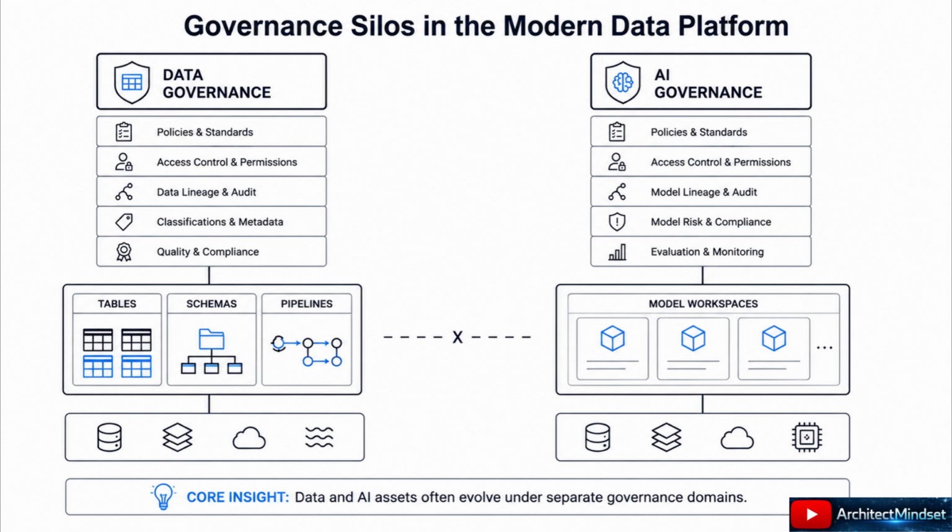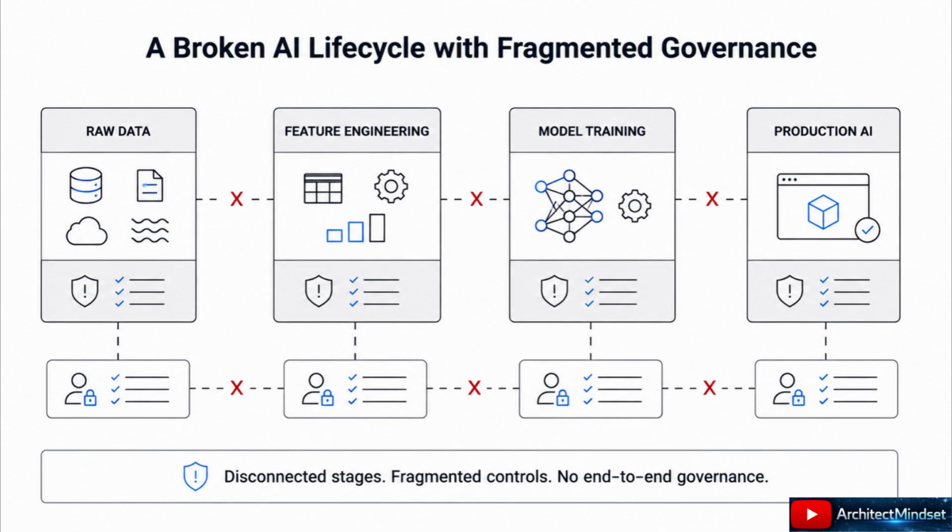For years, enterprises treated data governance and AI governance as two separate operating models. Data platform teams secured tables, schemas, and pipelines, while data science teams registered models in isolated workspaces with limited enterprise visibility. That separation no longer works.